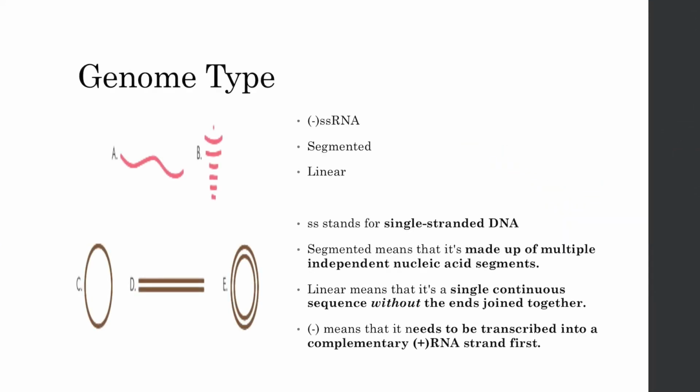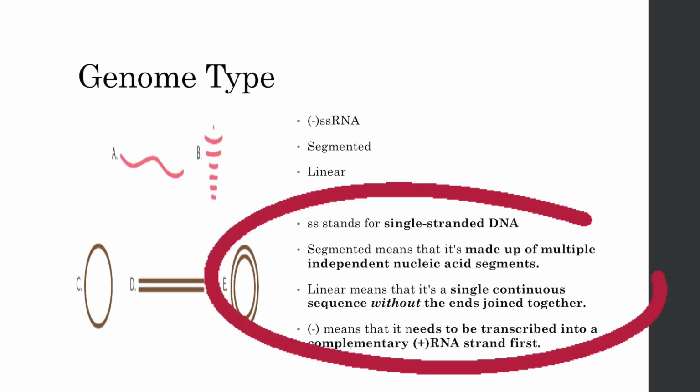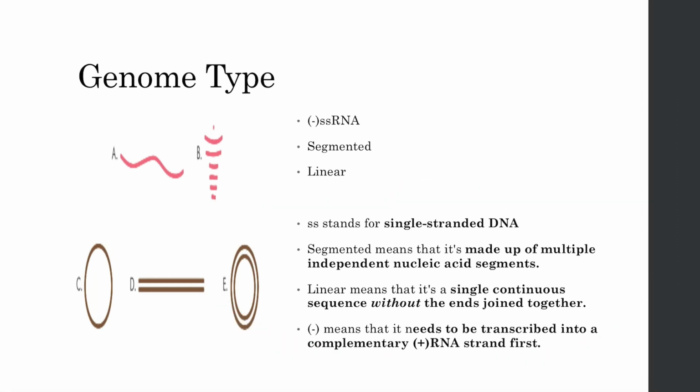Genome type. Negative ssRNA, segmented and linear. And here's what all that means. SS stands for single-stranded DNA. Segmented means that it's made up of multiple independent nucleic acid segments. Linear means that it's a single continuous sequence without the ends joined together, so it's not a circle. And that little negative dash line means that it needs to be transcribed into a complementary positive, the little addition sign, RNA strand first.